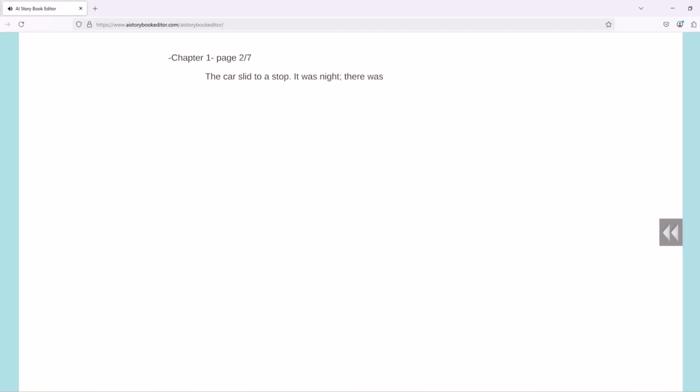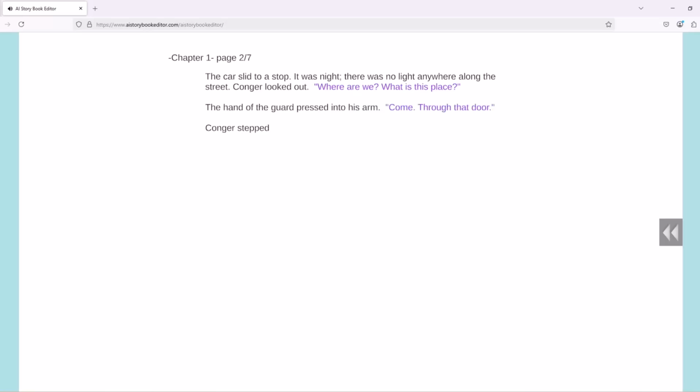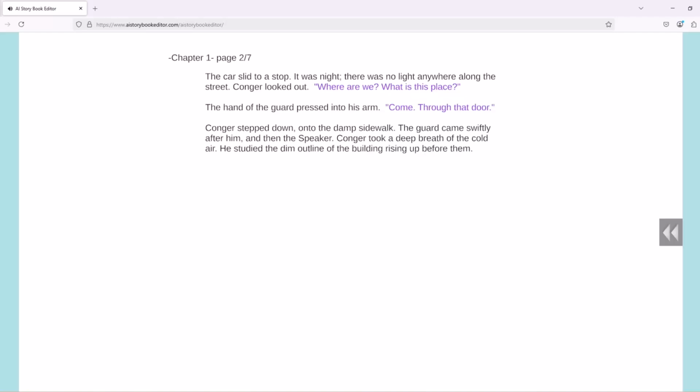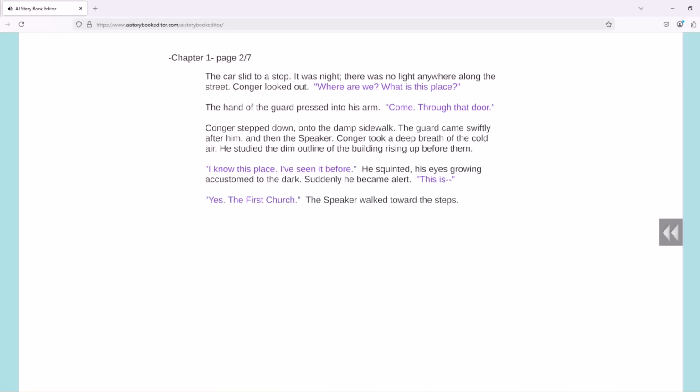It was night. There was no light anywhere along the street. Conger looked out. Where are we? What is this place? The hand of the guard pressed into his arm. Come, through that door. Conger stepped down onto the damp sidewalk. The guard came swiftly after him, and then the speaker. Conger took a deep breath of the cold air. He studied the dim outline of the building rising up before them. I know this place. I've seen it before. He squinted, his eyes growing accustomed to the dark. Suddenly, he became alert. This is... Yes, the first church. The speaker walked toward the steps. We're expected. Expected? Here? Yes.